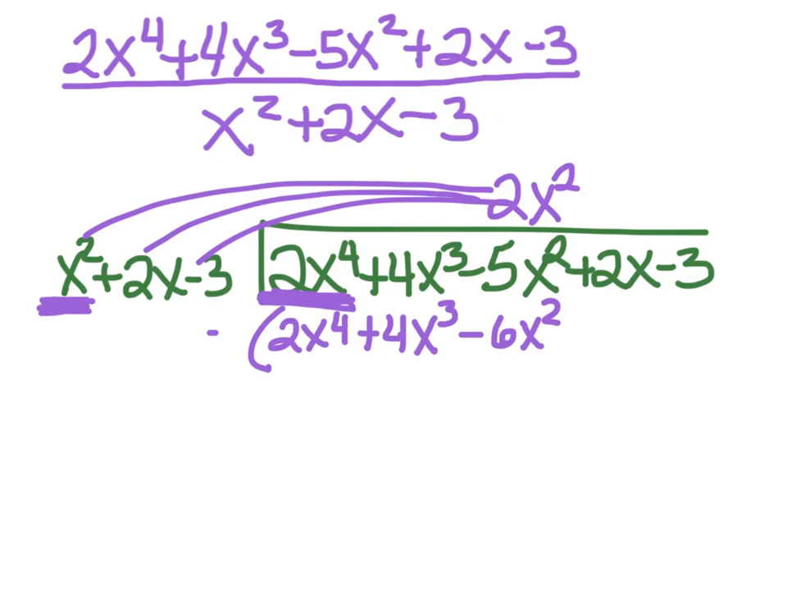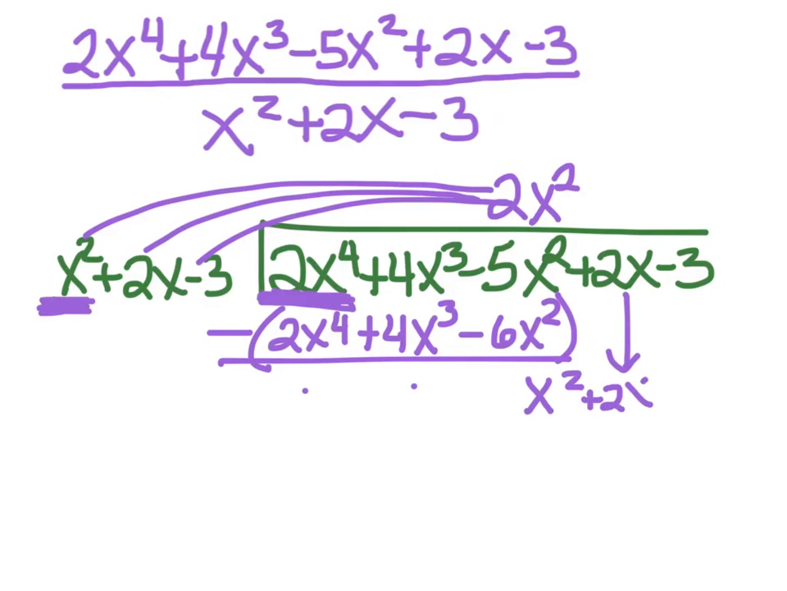And we are going to subtract this entire line. So we have 2x to the 4th minus 2x to the 4th is nothing. 4x cubed minus 4x cubed is also nothing. And then we have negative 5x squared minus negative, so plus 6x squared, and that gives us 1x squared. Alright, so now we're going to bring down the 2x, the plus 2x. However, we also have to bring down the minus 3. Because we have 1, 2, 3 terms here, we need 3 terms for it to go into.